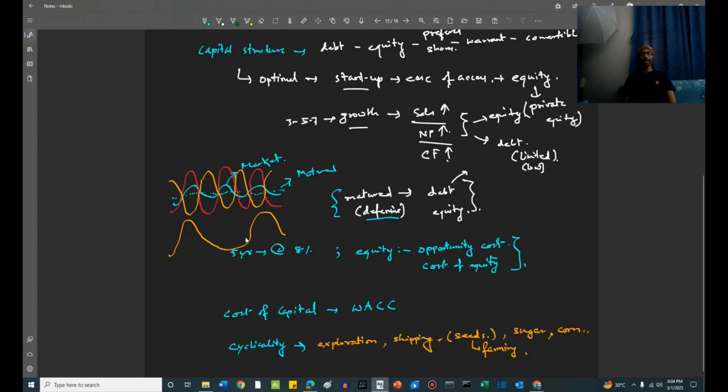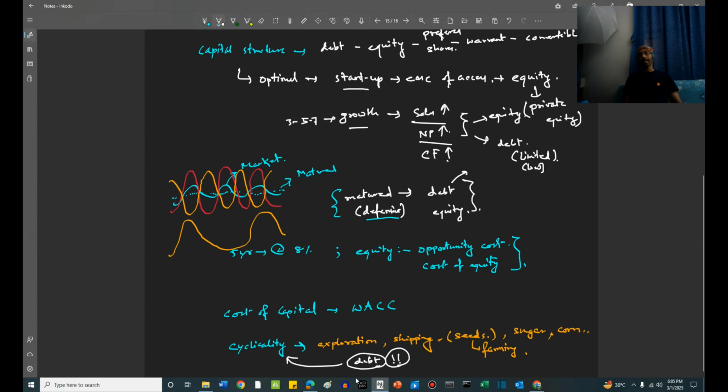Now for a cyclical company, debt is a fixed cost, right? Debt means you have to pay a fixed amount of interest every month or every quarter or every year, right? So debt becomes less accessible for a cyclical company. It can be a matured company also. But a company of equal size in a defensive sector will have much more access to debt and much higher ratings than a cyclical company of equivalent size, right?